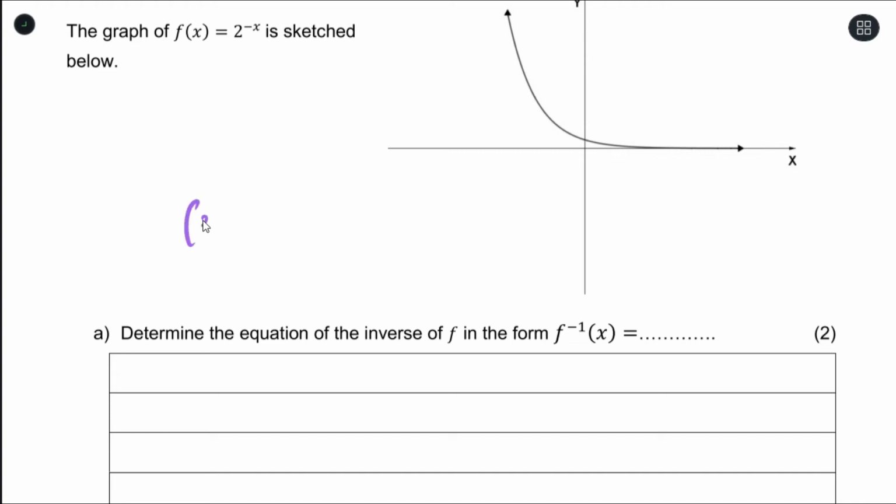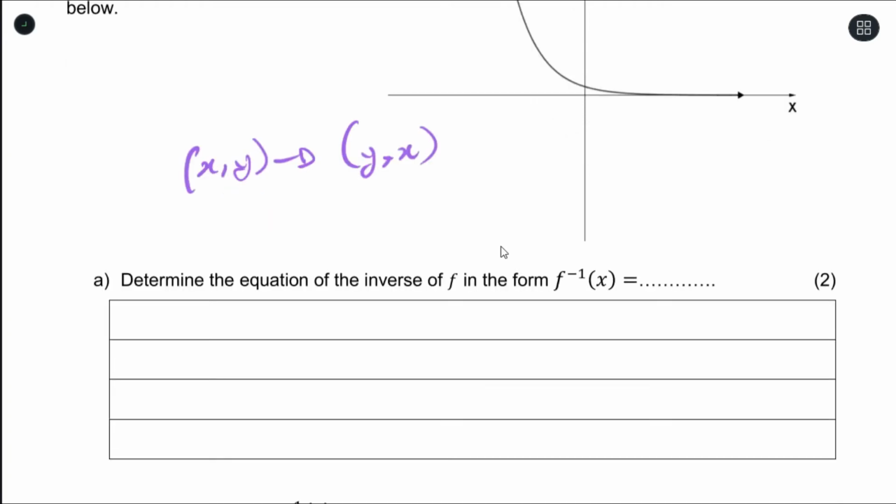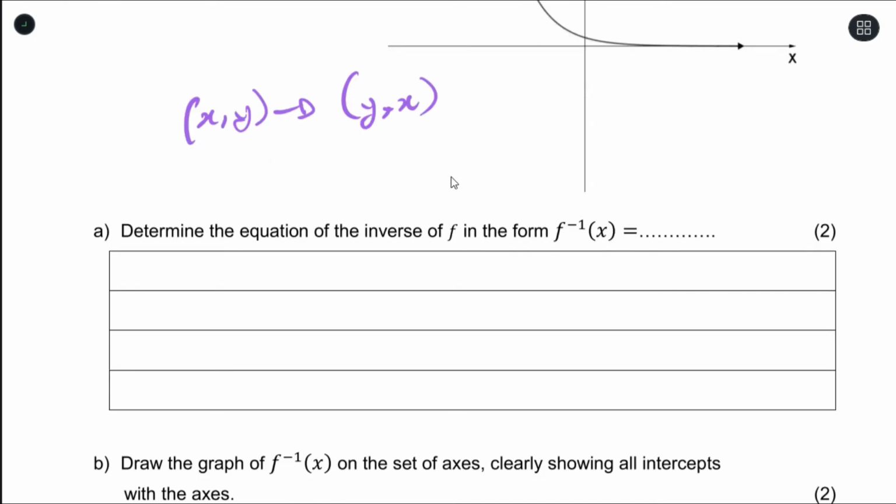Inverse is the transformation of x and y into y and x. So what I'm doing is anywhere I see x, I replace it with y. Anywhere I see y, I replace it with x. That's the concept of inverse. So we're asked to determine the equation of the inverse of f in the form of f to the power of negative 1 of x. So to determine the equation of the inverse, we write our equation first of all.